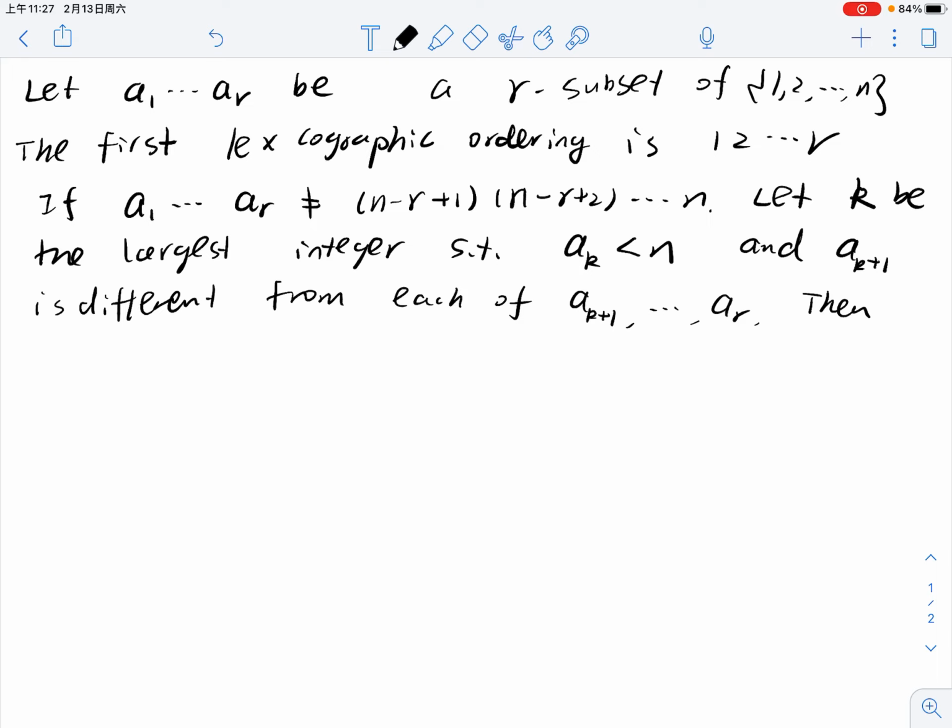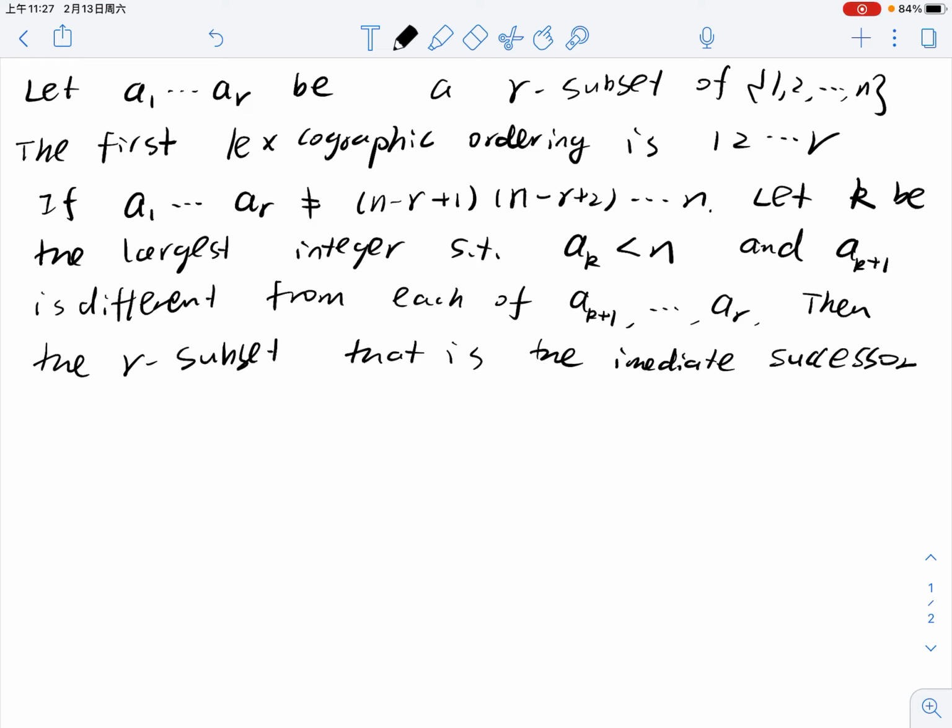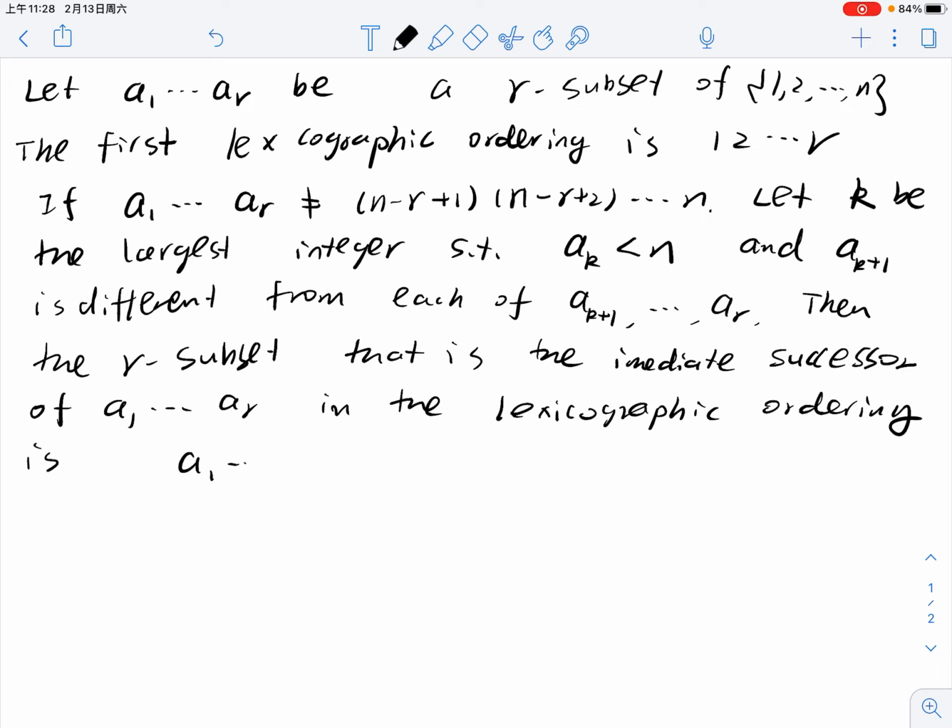Then the subset that is the immediate successor of A1 to AR in the lexicographic ordering is A1, up to AK minus 1, AK plus 1, AK plus 2, up to AK plus R minus K plus 1.